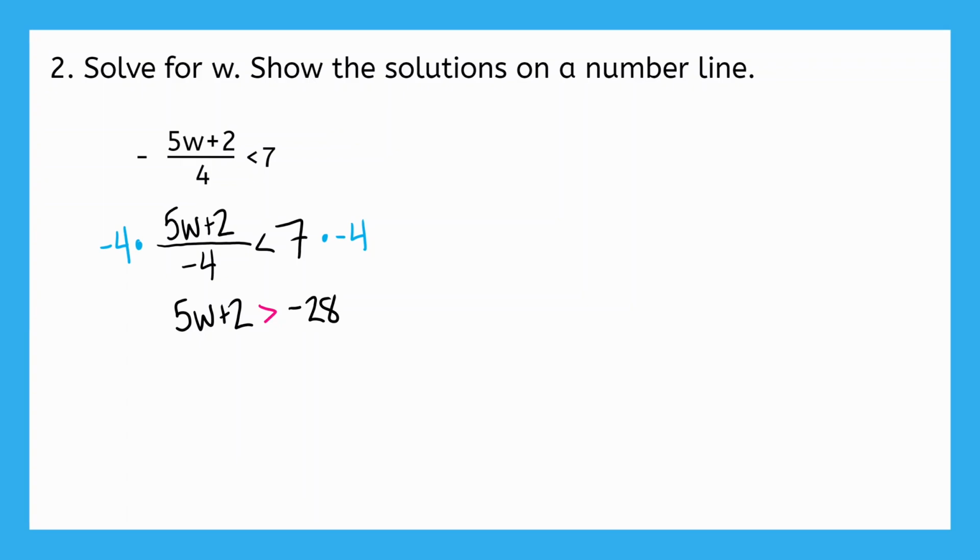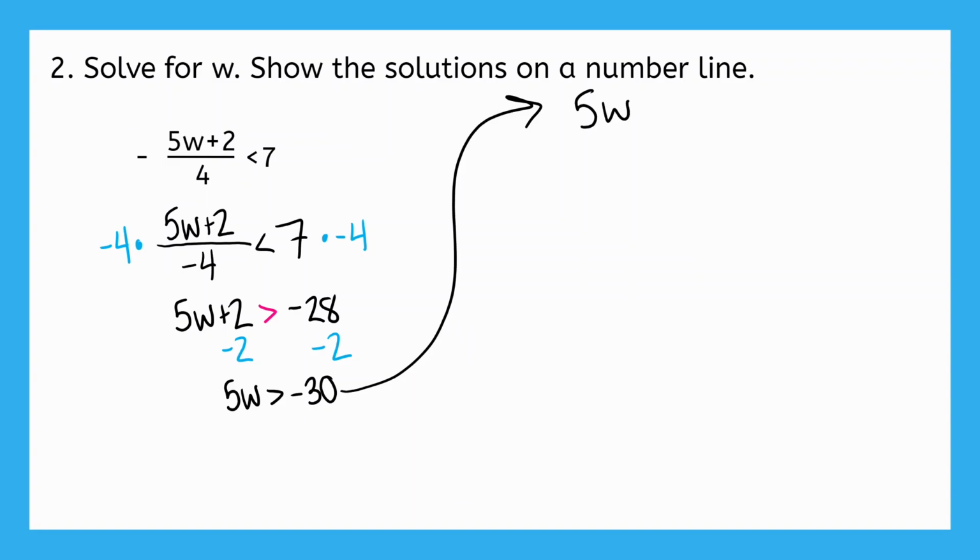All right, next we can undo the addition by 2. To cancel this, we have to subtract 2. This leaves us with 5w is greater than -30. I'm going to bring my problem up to the top here to give myself some more space to work. To isolate w, we can divide by 5. This division does not require us to flip the inequality symbol because we're just dividing by a positive number.